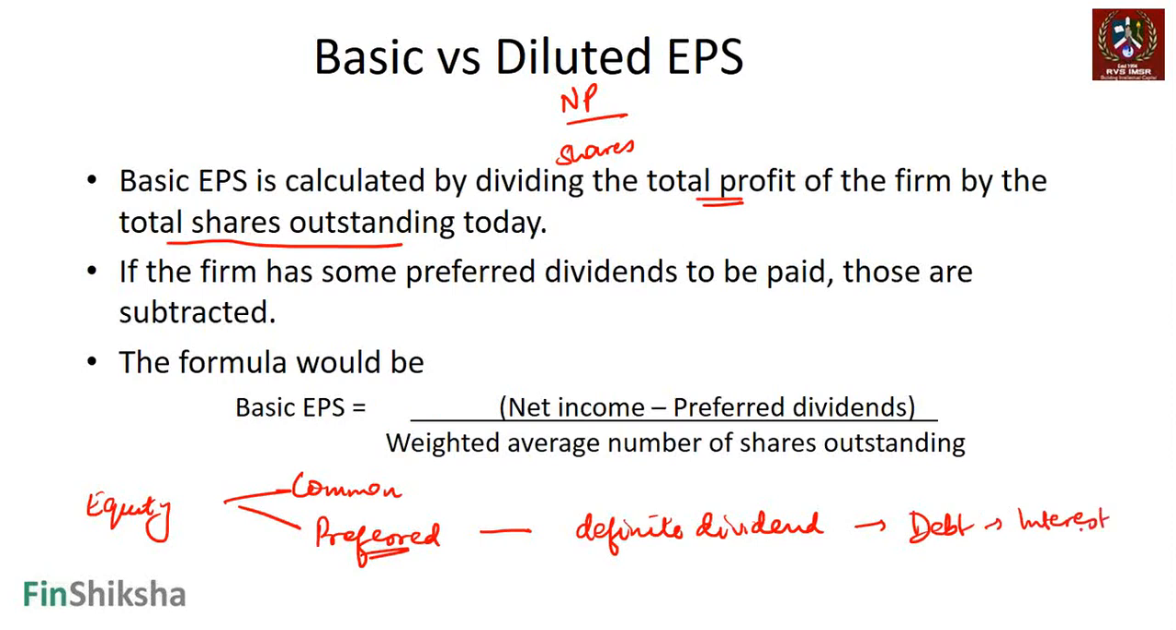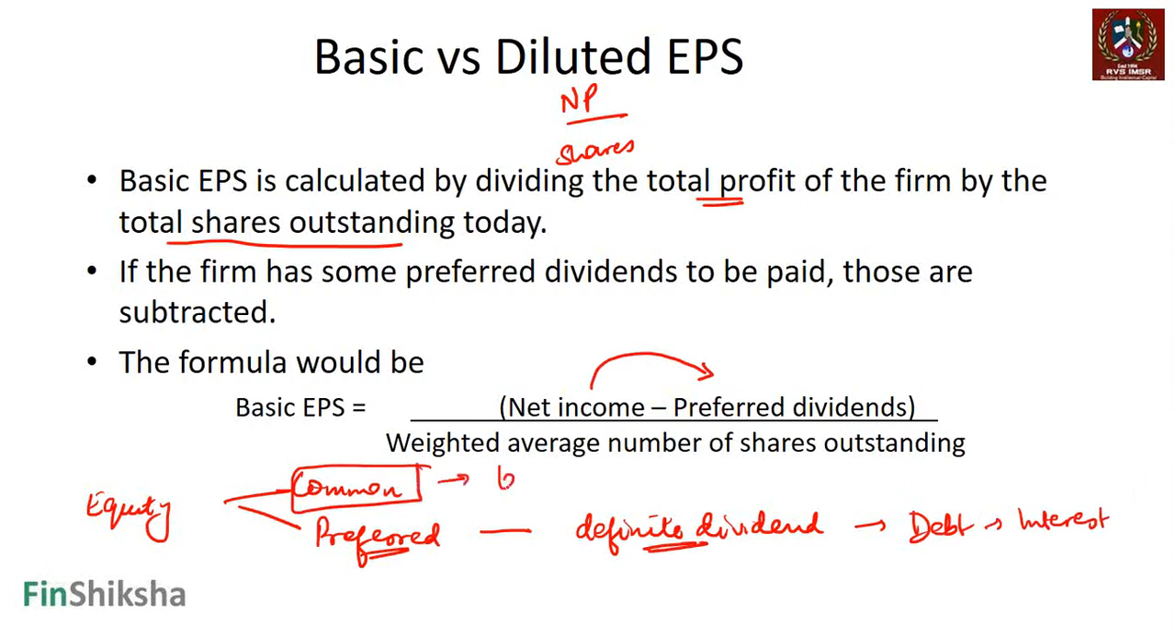So if someone gives me a loan, I'm going to give them interest. If someone gives me money in the form of preferred share capital, I'm going to give them a definite dividend, right? So in a sense, this is like debt. This is definitely going to go out. So you take your net income, and from that you remove the preferred dividend because that's gone to the preferred shareholders. Only if something is left after that, that is what goes to the common stockholders.